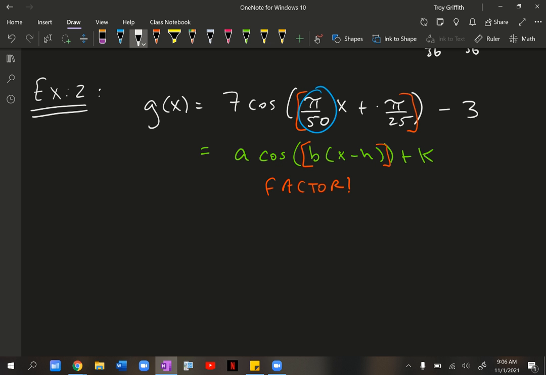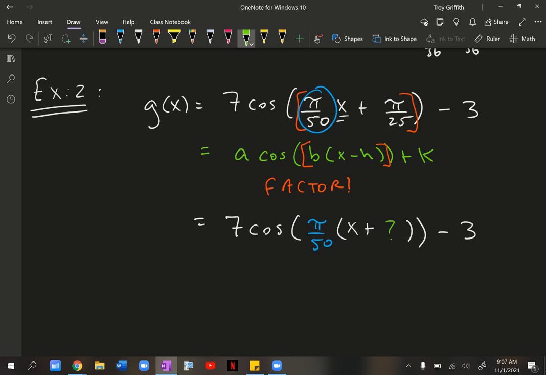So here's what I'm going to do. I'm going to rewrite this as 7 times cosine of, I'll leave everything else the same, but on the inside, I'm going to take out this pi over 50. Now my job is to figure out what's left over on the inside when I take out this pi over 50. I know for sure the very first thing I'm going to have is an x. Now the thing that students have a lot of trouble with is figuring out, well, what's this number over here?